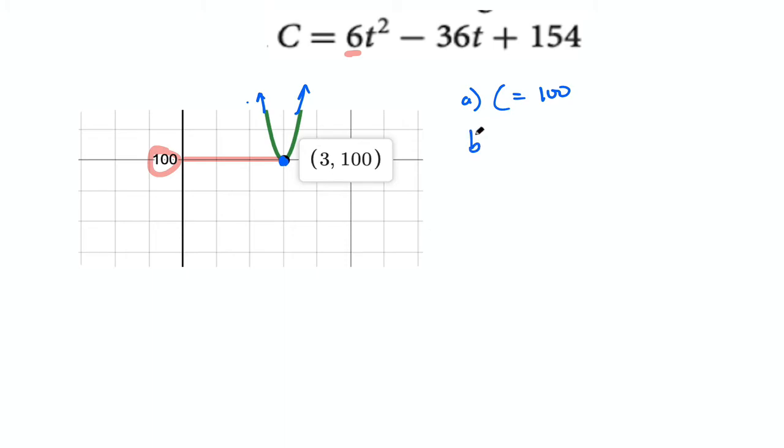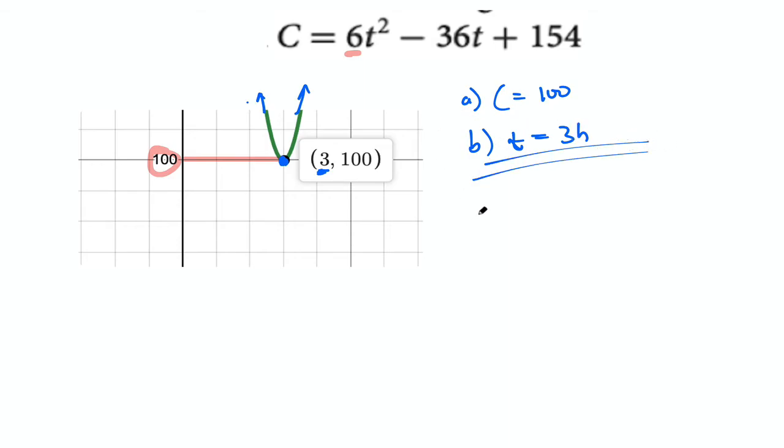Okay, and as for B, the number of hours the crane operates for this minimum maintenance cost is the corresponding X value, which is 3. So that means X has to be 3. So then time is going to be 3, and the time is in hours. So it takes 3 hours.